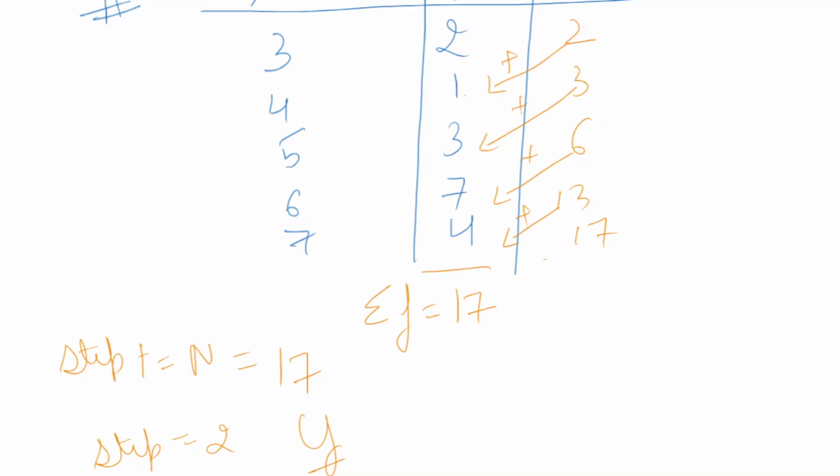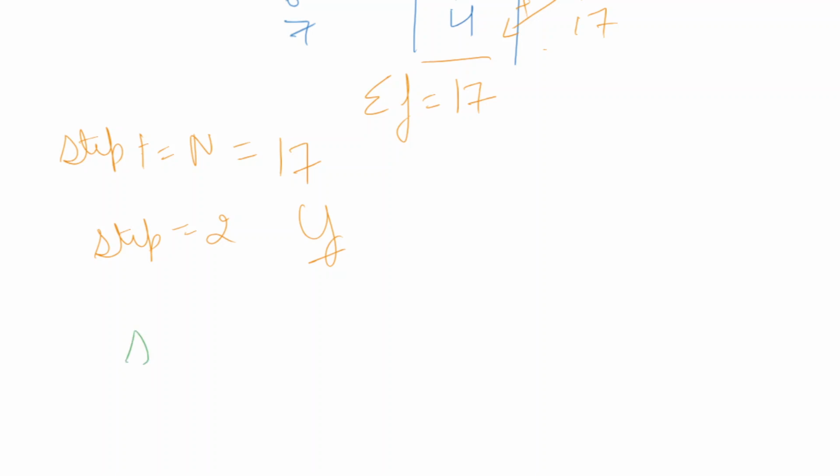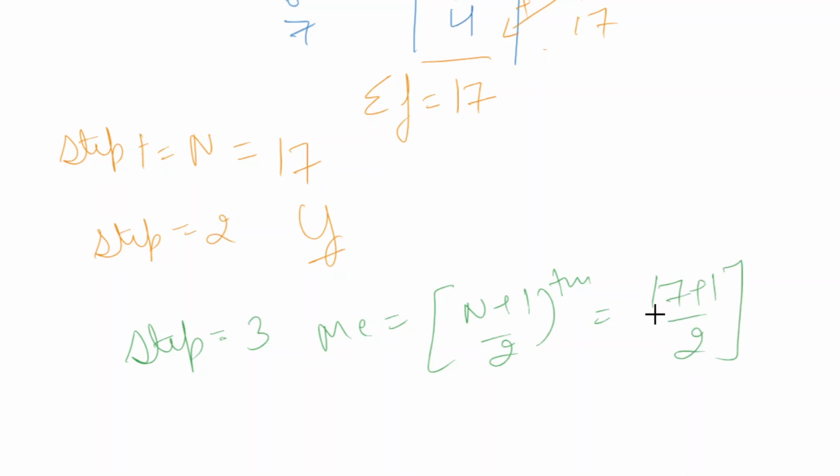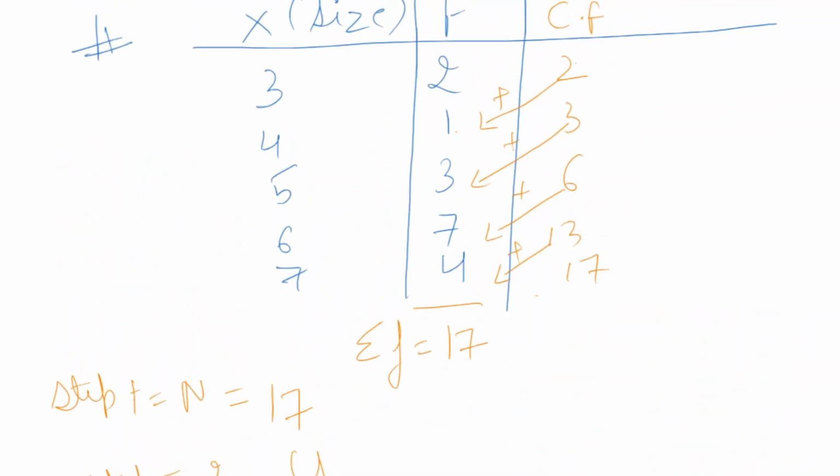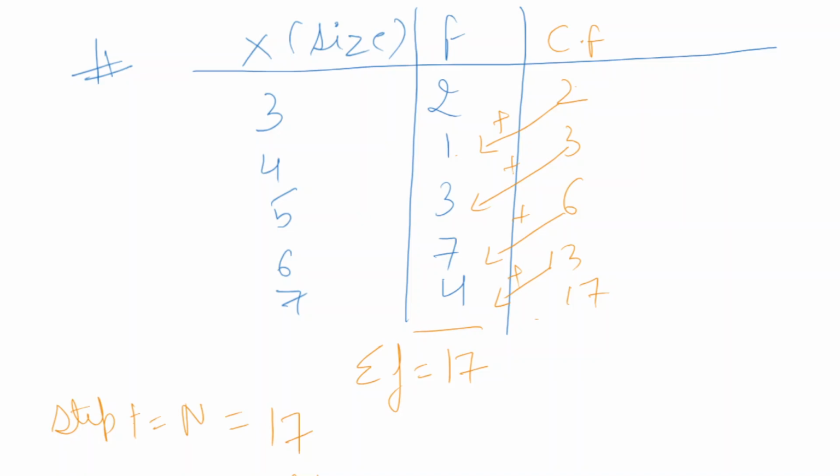Right, now the third step is to apply the formula. Step number 3 is to apply the formula, and the formula is the same for discrete also. That is (n plus 1) by 2th term. So n is 17. (17 plus 1) by 2, that will be 18 by 2, that is the ninth term. Right, now how to find the ninth term? Here is a glitch in how to find the ninth term.